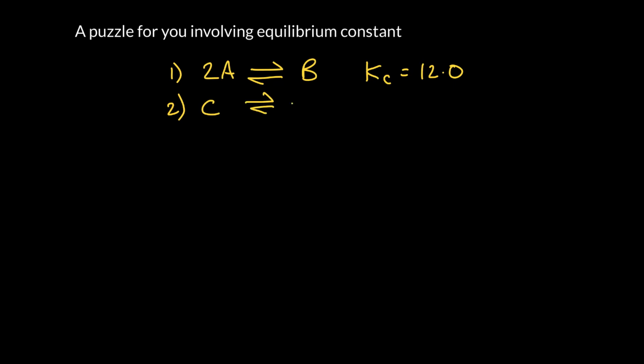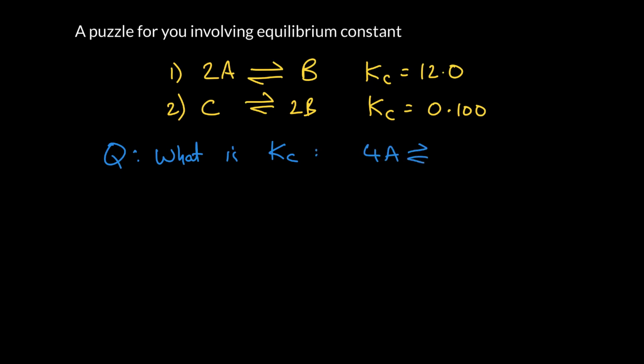So I've got a little puzzle for you involving equilibrium constants. If you looked at the last video, you should be primed and ready for this puzzle. Pretend you've got two equilibria. You've got 2A in equilibrium with B, with an equilibrium constant at a particular temperature of 12. And you've got another equilibrium, C in equilibrium with 2B, with an equilibrium constant of 0.100. The question is, what is the equilibrium constant for this reaction here, 4A in equilibrium with C?